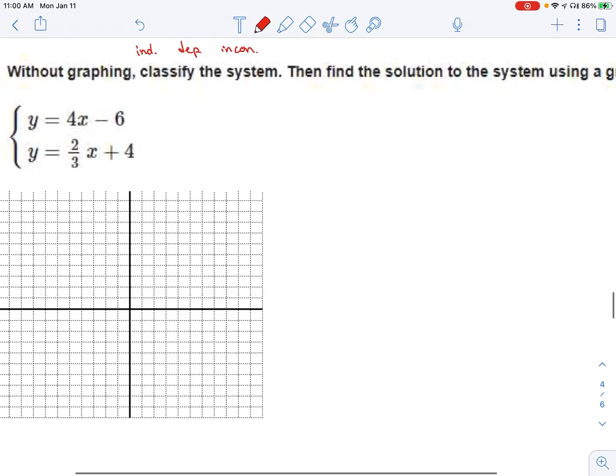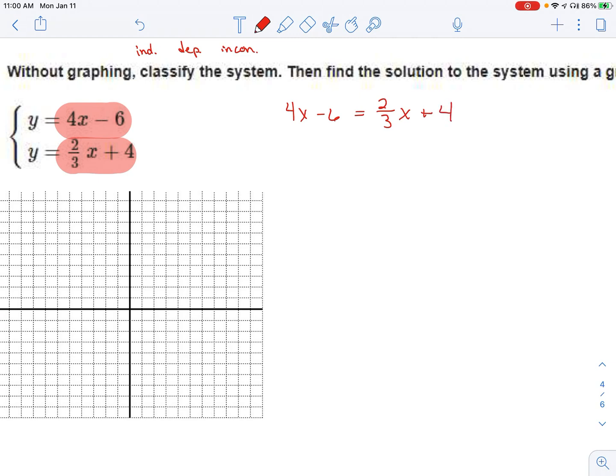It says before you graph it. Okay, before I graph it, so you know what I'm going to do? I'm going to use some substitution. I'm going to set that equal to that. So I get 4x minus 6 equals 2/3 x plus 4. And I got to solve for x. I'm going to add 6 to both sides.